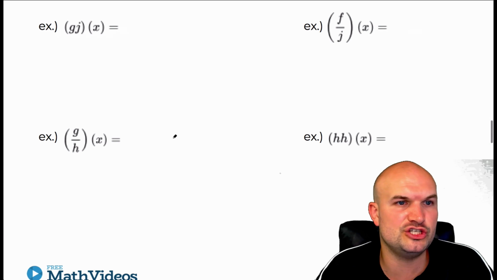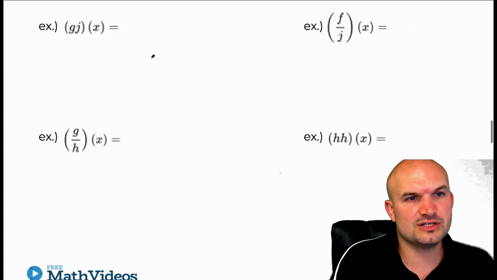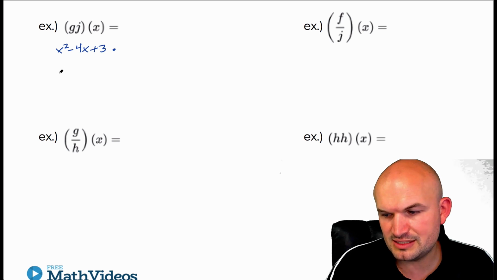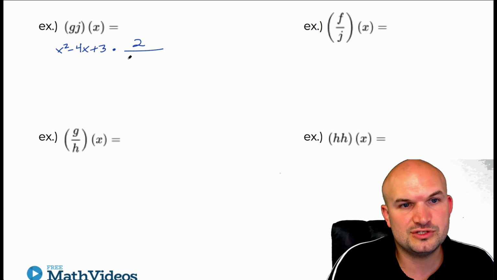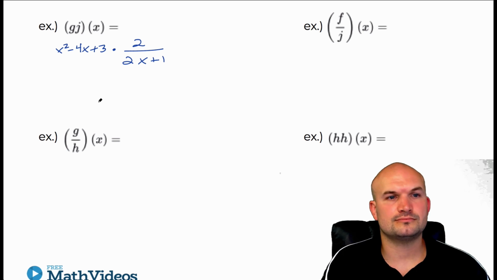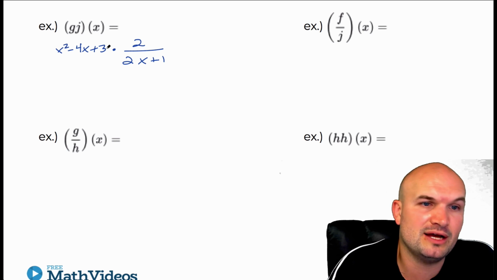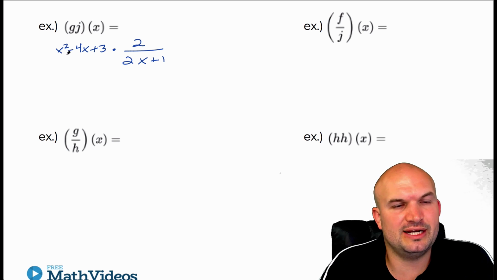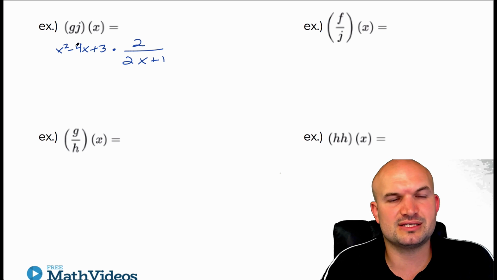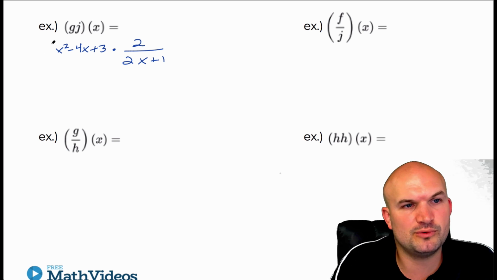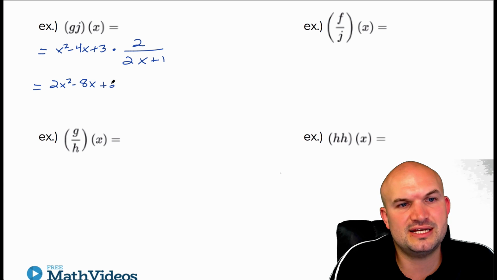Here I'm going to be multiplying g times j. So in this case, I have x squared minus 4x plus 3, and I'm going to be multiplying that times j, which is 2 over 2x plus 1. Okay, so now when I multiply these, you can just multiply straight across. Well, you could distribute that 2 in here. I want to see if that's going to be factorable, which it's not, so we can just leave that as is. Sometimes you want to factor this to see if something would divide out, but it doesn't. So I'm just going to distribute that 2 all the way across, and therefore I get 2x squared minus 8x plus 6.